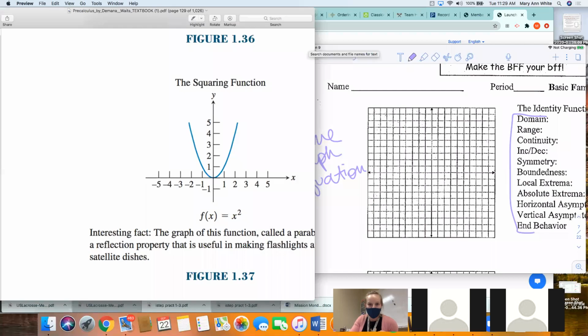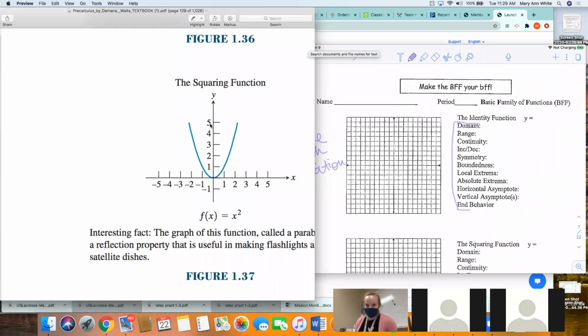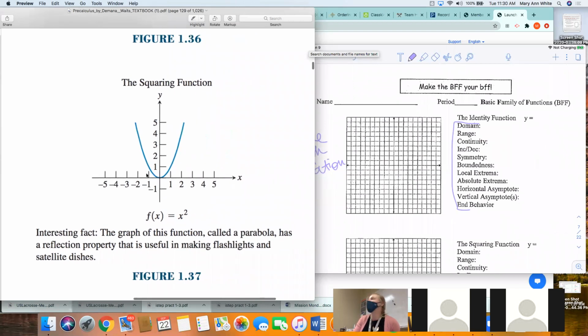Our class is starting now. Again, we jump to BFFs. I'm only going to have the screen up for a second while we look at the squaring function. All of those things that I have bracketed off, that's what we look at with just the graph. So I don't even ever need you to memorize those things. We just need to know what they mean so I can read them on the graph.